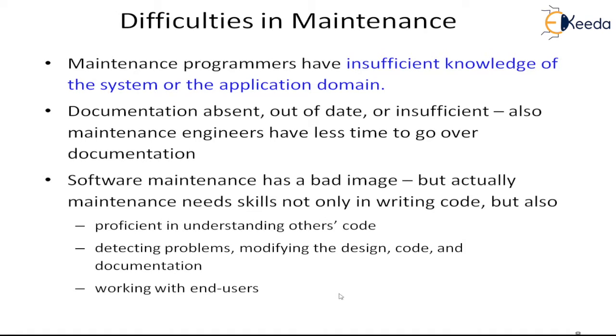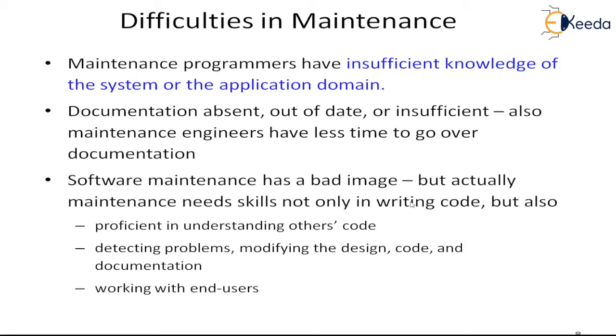So many people think that, oh, we are doing maintenance work, it's not good. But actually it needs more skills than development. People think that in development we are doing a great thing, we are learning new types of coding, new types of design. But actually maintenance requires higher skill; development is easy to learn, maintenance is difficult. Why? Because it needs skills of writing code, that is common for development. And also, it needs proficiency in understanding other people's code.